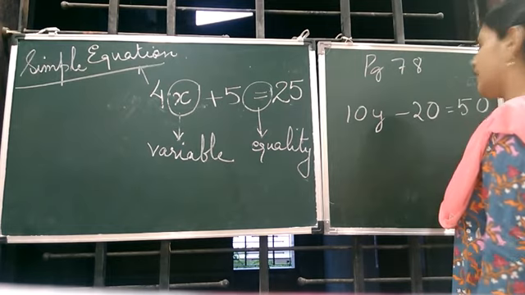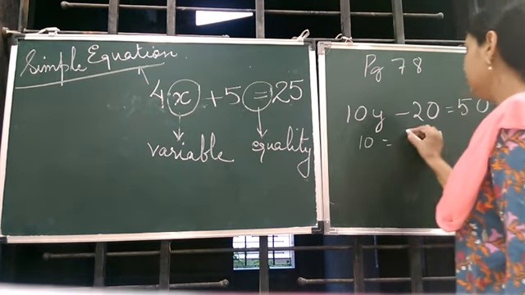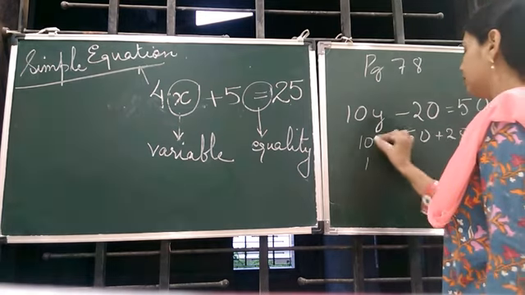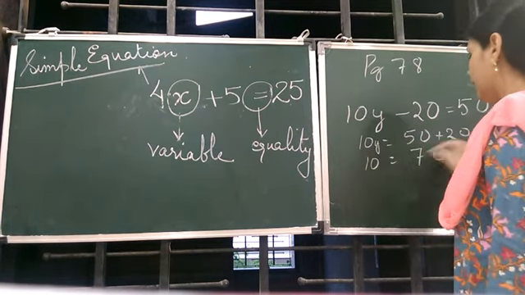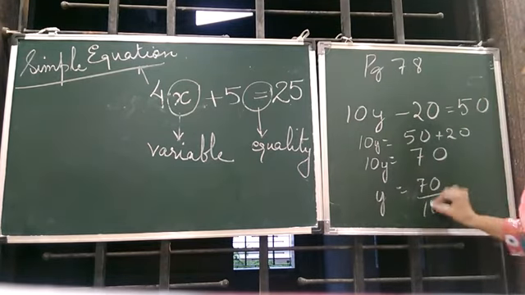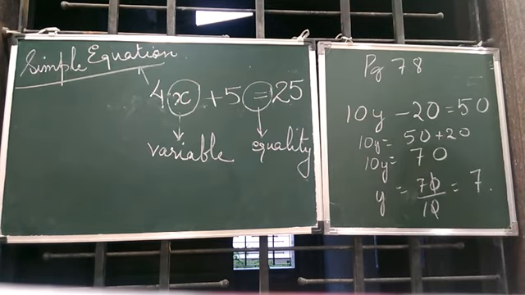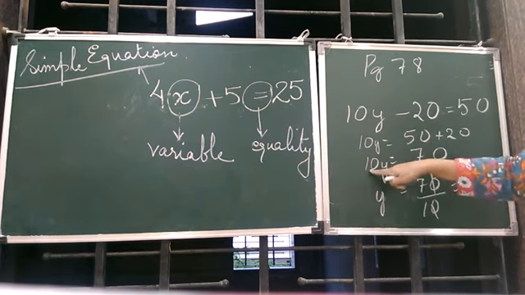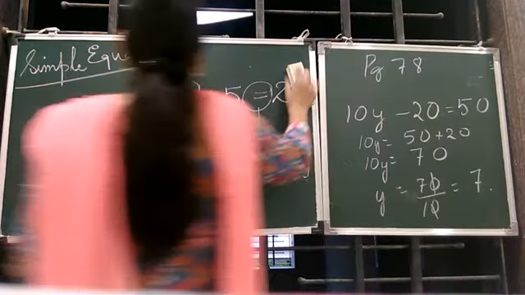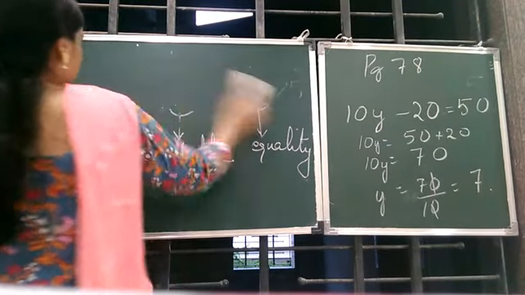Something like this. From here we can find the value of y. How? 10y will be 50. This is minus 20, it will go here, it will become plus 20. So 10y is equal to 70. y is equal to 70 upon 10, which is equal to 7. Just to remove this 20, we added 20 here and 20 here. You can see it became 70. Then to remove this 10, we divided by 10 here and 10 here. And this is how we got the value of y as 7. This is one condition which is already given in the book.